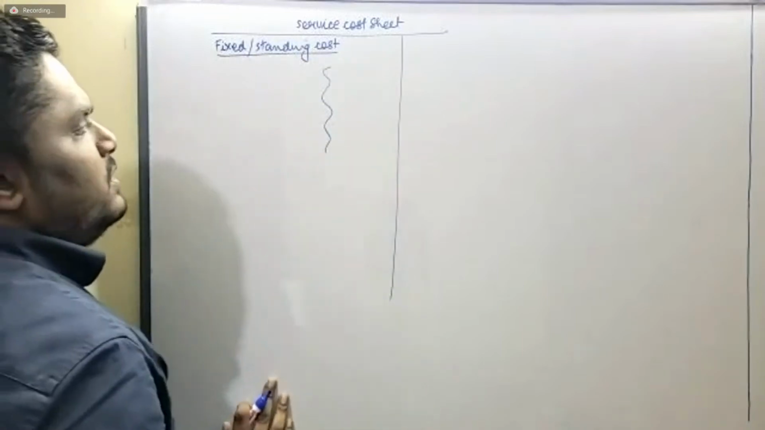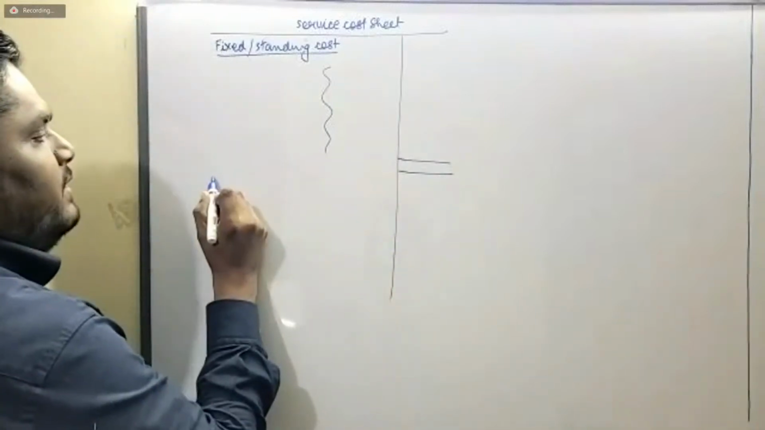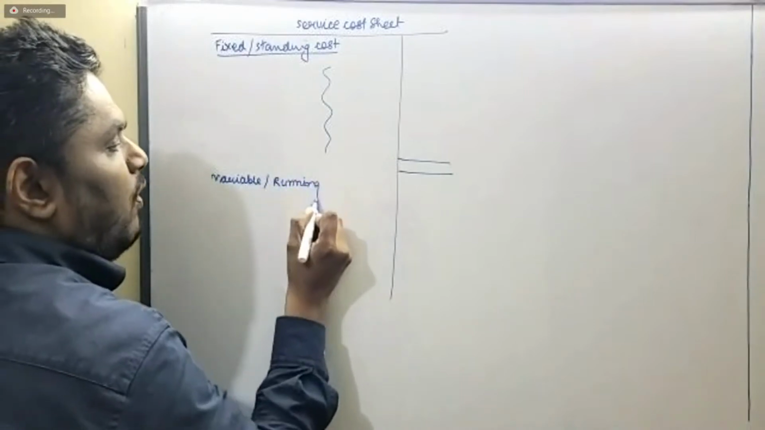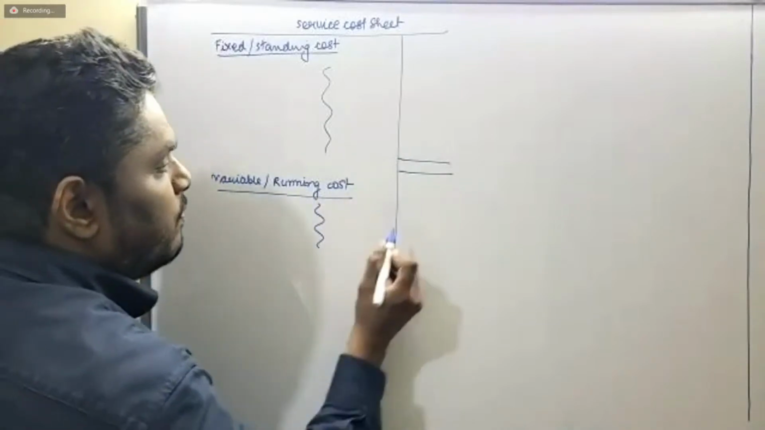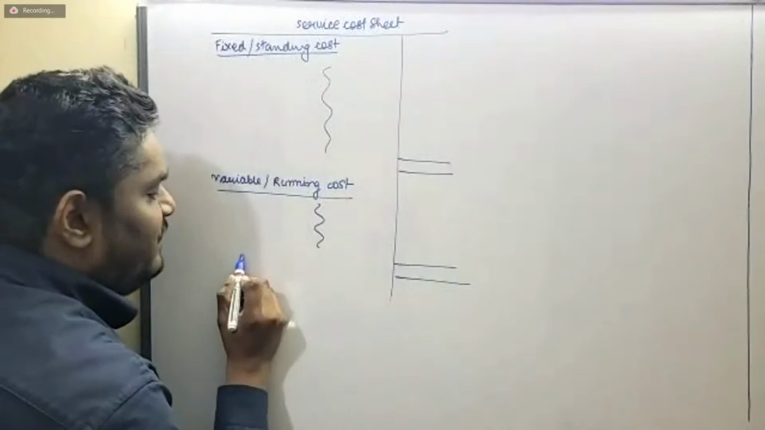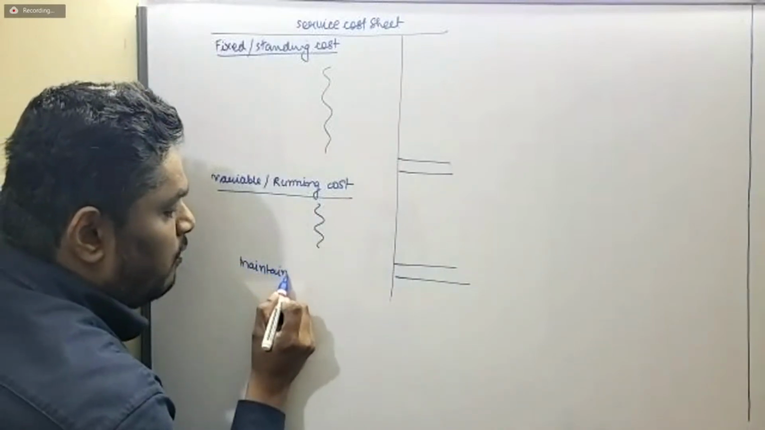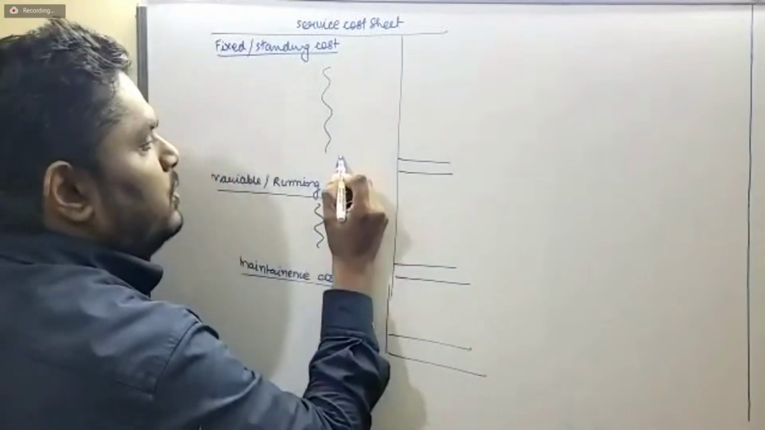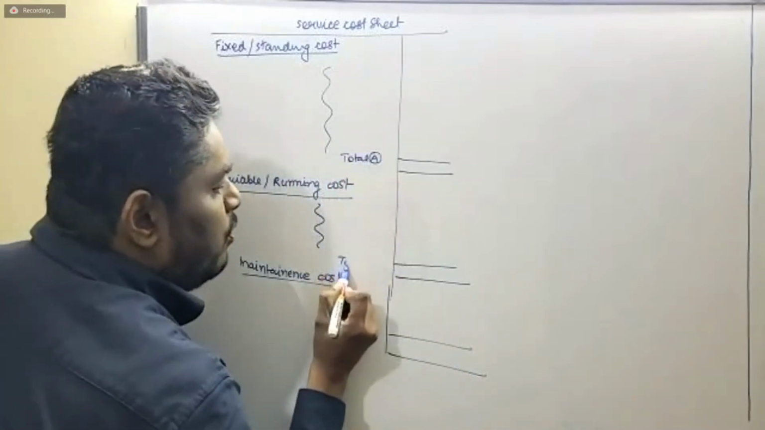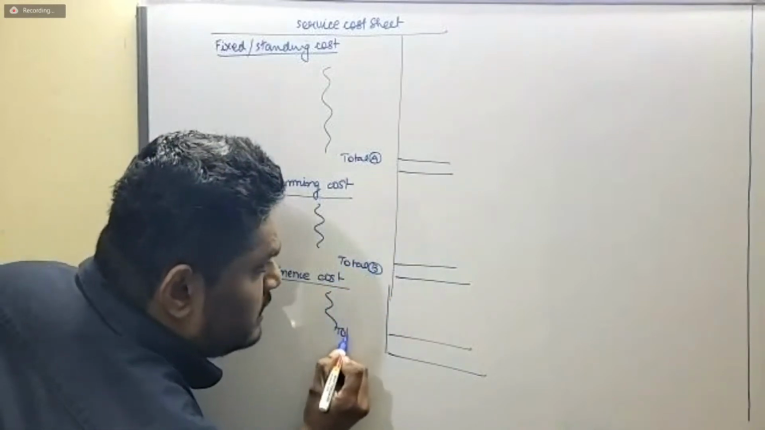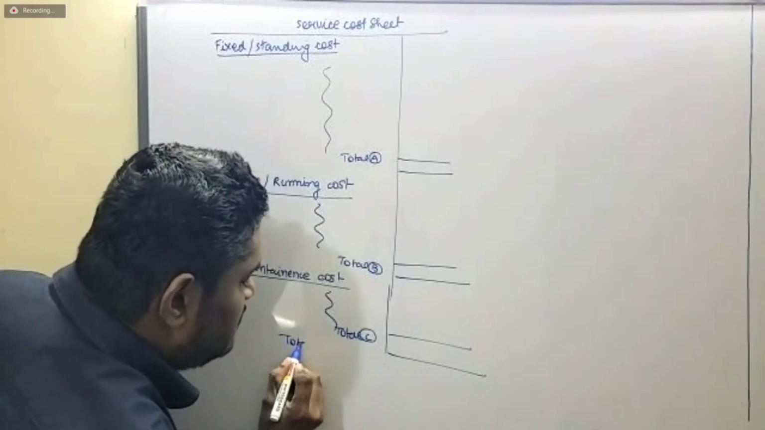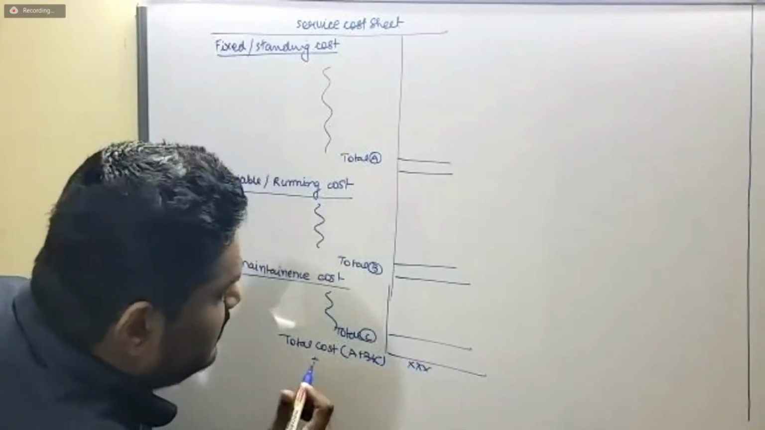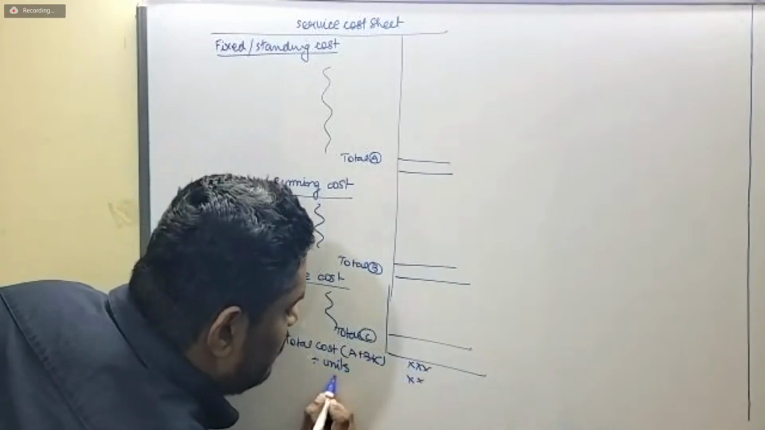You have to write all the fixed cost and standing cost. Thereafter, you have to write all the variable cost, running cost. Thereafter, the maintenance cost. So this will be total A, total B, total C. Total cost will be A plus B plus C divided by whatever the units of measurement, we will get the cost per unit.